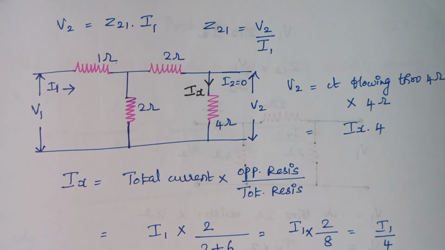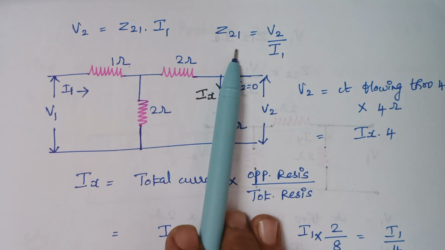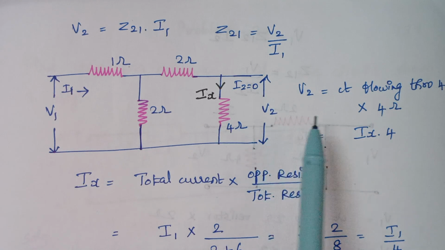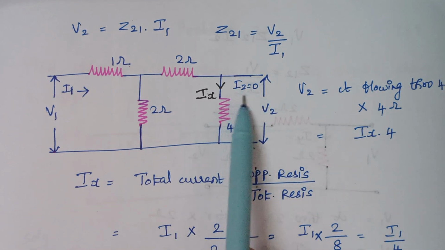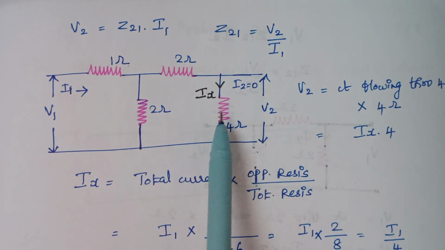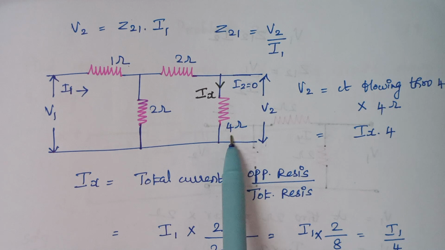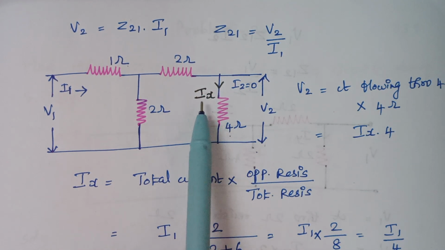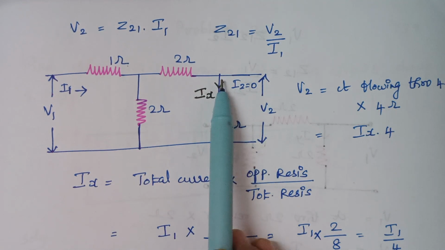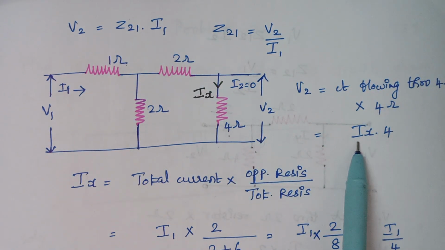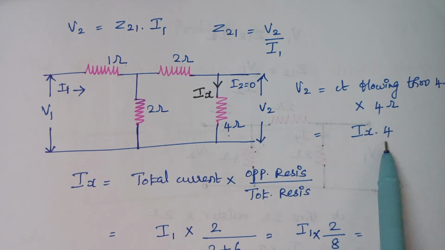The next parameter is Z21. Z21 is nothing but V2 by I1. In this case, you see, the current I2 is 0, right? So V2 is nothing but the voltage drop across this 4 ohm resistor. Here we assume let Ix be the current that flows through this resistor of 4 ohms. So what about the voltage V2 here? V2 is nothing but I into R. Here the current is Ix and the resistance value is 4.